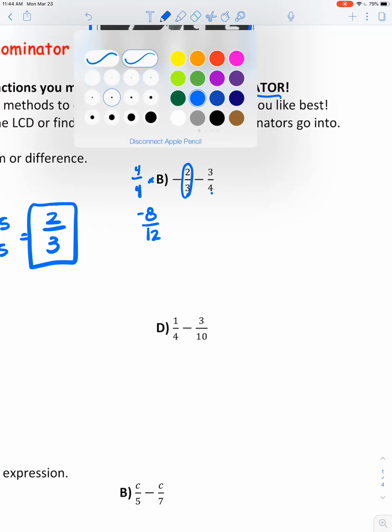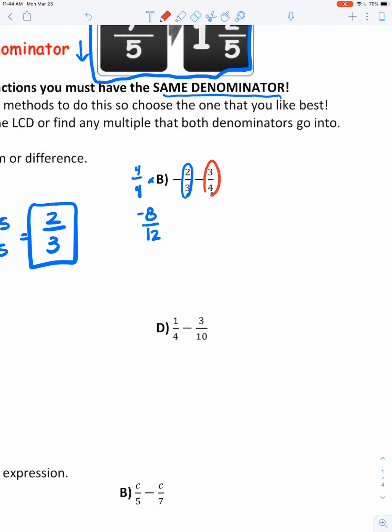And now if I were to do the same thing with this fraction, 4 times 3 is 12, so I times both the top and the bottom by 3. 3 times 3 is 9. 4 times 3 is 12. Okay, now I can go ahead and subtract those just like normal. Negative 8 minus 9 is a negative 17 over 12.